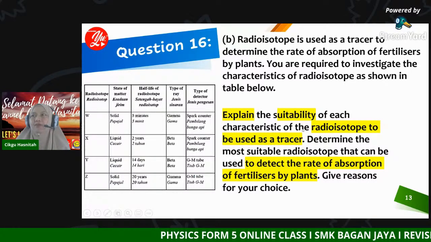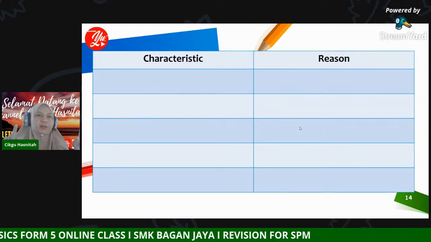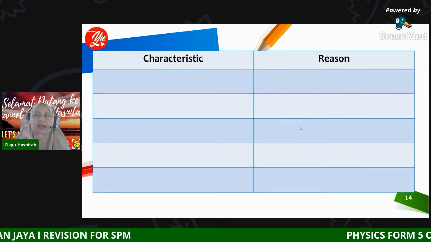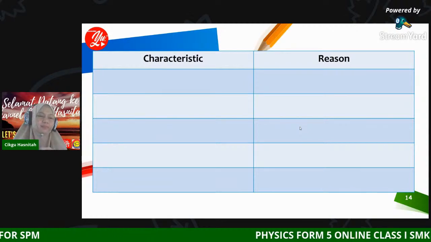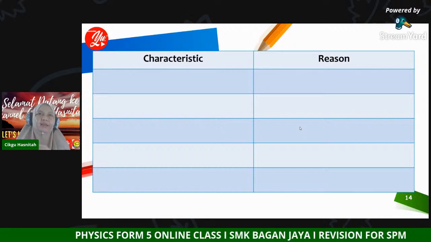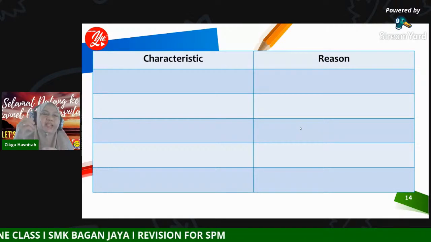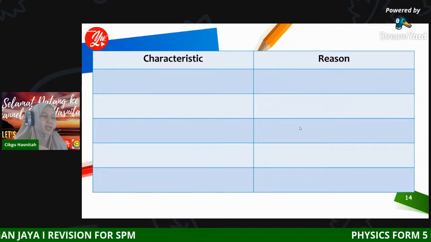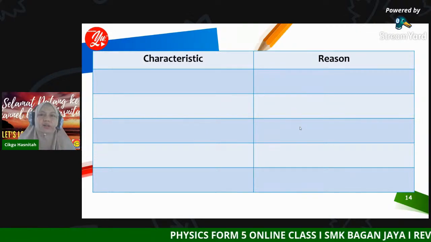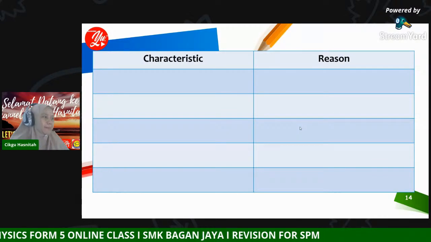Okay, so first and foremost, what must we do? Form your table. Don't forget to form your table of characteristic and reason. Please respond to me. The first characteristic, the state of radioisotope. Is it better to be in solid or better to be in liquid? Which one? Solid or liquid? What do you say? The state of matter.